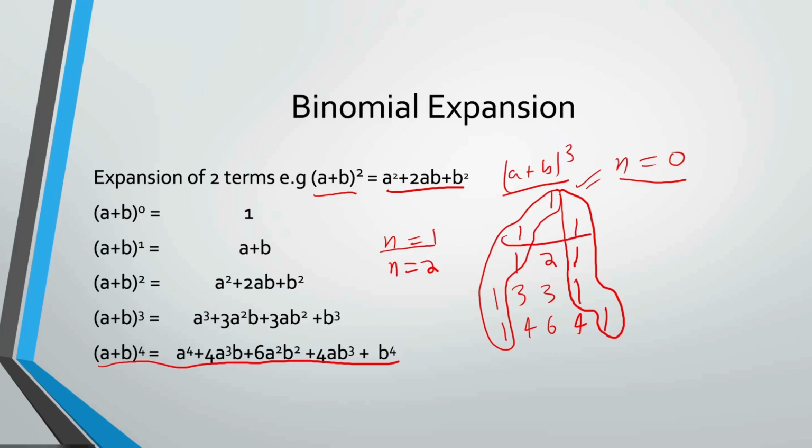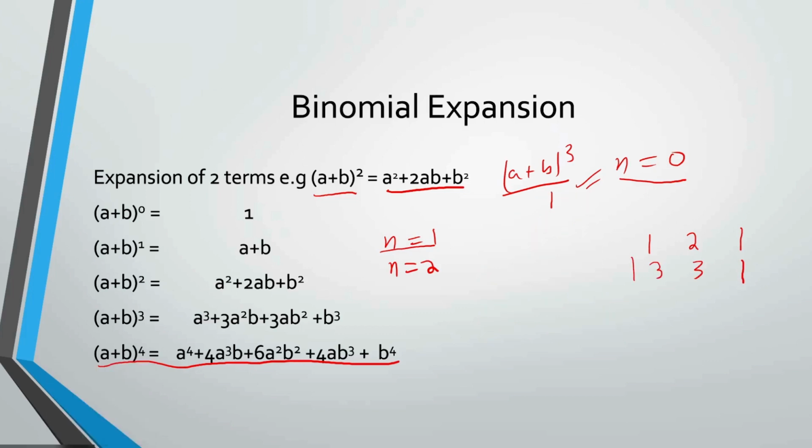Now let's discuss the second pattern. Let me draw it a little bit better: 1, 2, 1, then 1, 3, 3, 1, and 1, 4, 6, 4, 1, and also 1, 1. Okay, so now let's discuss the pattern.